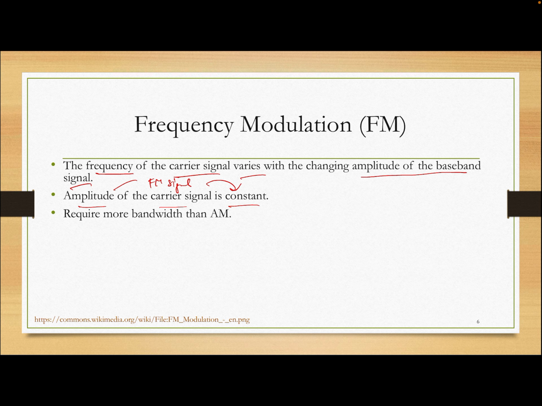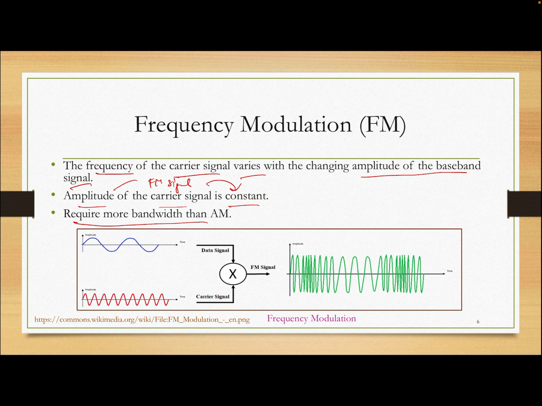This is very different from AM, because the amplitude of the AM signal varies with the baseband amplitude, but this one remains constant. It requires more bandwidth than AM. We will talk about this in the next slide.